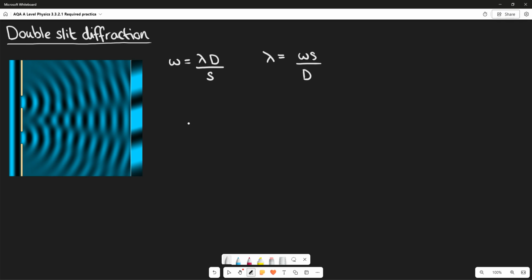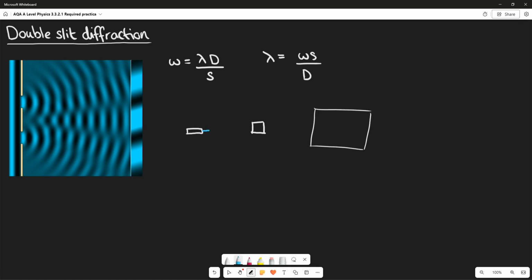What will typically happen in this experiment is that you will have your laser set up so that it's shining on a piece of card with two very, very small slits in it. I'm talking about so small that the separation between them is less than a millimeter. That's pretty typical for this experiment. And then you'll be shining that laser light onto a screen.